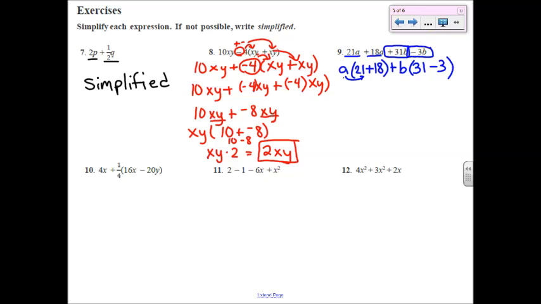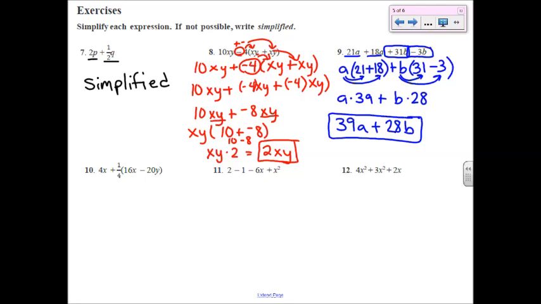If I were to distribute this through using the distributive property, make sure that you can see how you would end up with our original problem that they gave us in number 9. So 21 plus 18 is 39, so I have a times 39. And 31 minus 3 is 28, so I have b times 28. And the last step is to write the number in front of the variable. 39a plus 28b. Since they're a and b, they can't be combined.